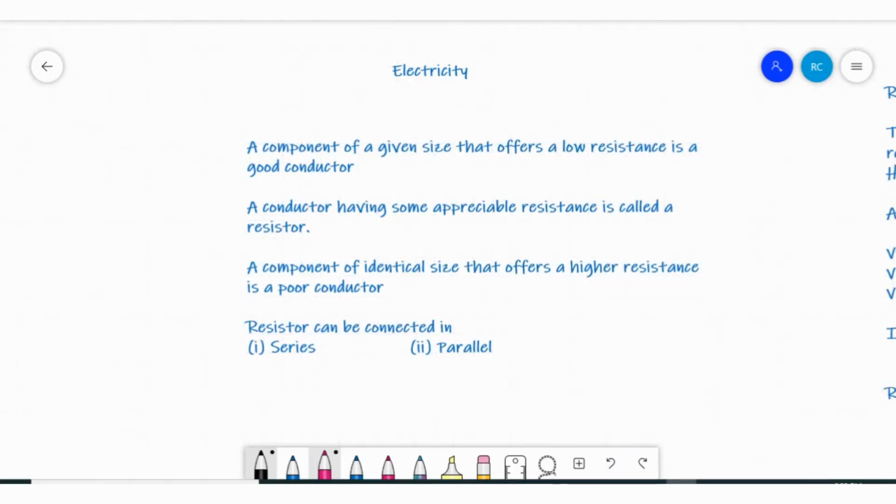Welcome to the video lecture series of Grade 10 Physics. Today we will discuss the lesson Electricity and the topic is Resistors.